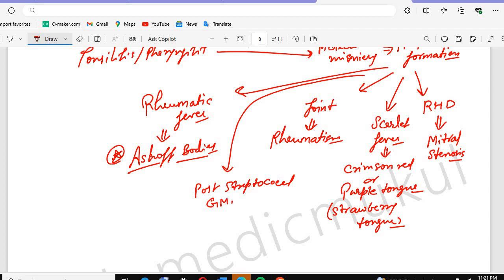glomerulonephritis. And remember that in post streptococcal glomerulonephritis, what you will see is cola colored urine, and the patient will have hematuria.